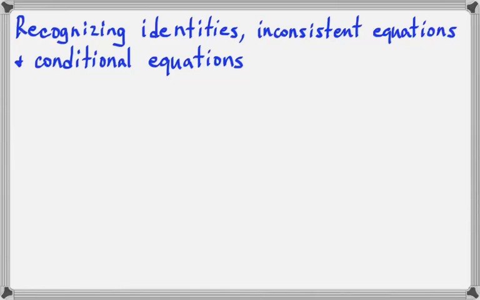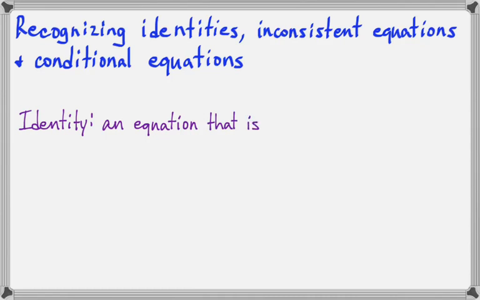In this lesson, we'll look at how to recognize identities, inconsistent equations, and conditional equations. So first of all, an identity is just an equation that is true for all numbers. No matter what you plug in for the variable, both sides equal the same thing. So every number appears to be a solution.